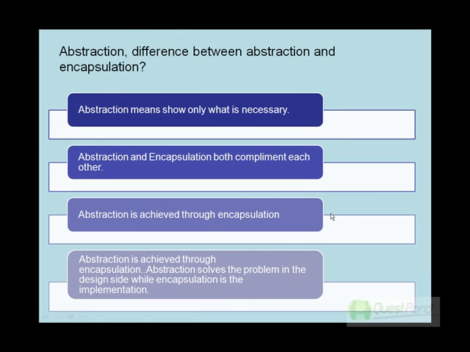So now we have defined encapsulation, where we said that encapsulation is nothing but hiding complexity. Now let's see what the definition of abstraction is. Abstraction means that you only show what is necessary, what is important, to the end user or to the UI developer. Now if you look at both of these definitions, abstraction says show only what is necessary, while encapsulation says hide the complexity. Both of them look very similar.